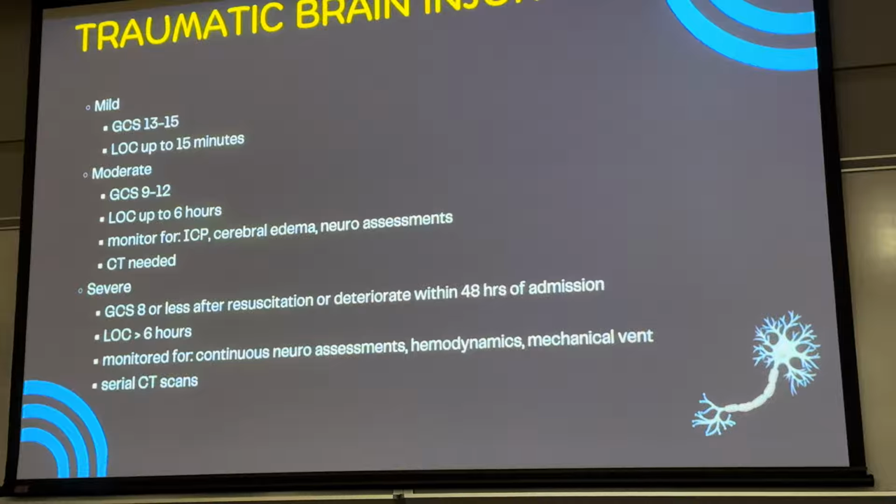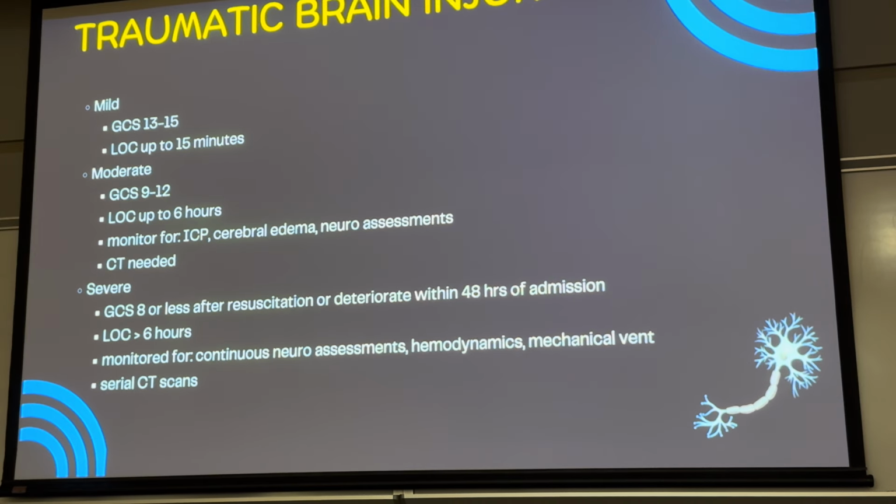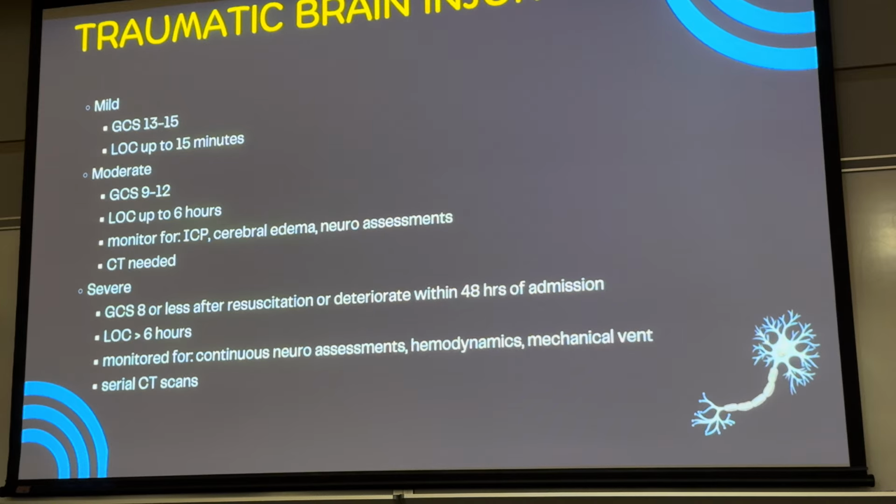Moving a little bit further, we have moderate, so you're gonna lose consciousness up to 6 hours. With our moderate, our biggest fear is that they're gonna go into a severe state of a traumatic brain injury. GCS 9 to 12, so we're having decreased function within our motor ability, within our speech. That's where these neuro assessments, frequent neuro checks, frequent checks of the level of consciousness are gonna come into play.